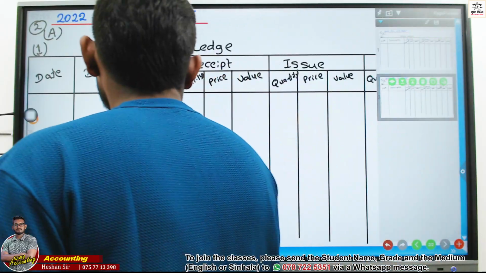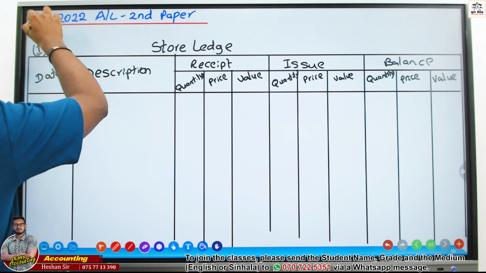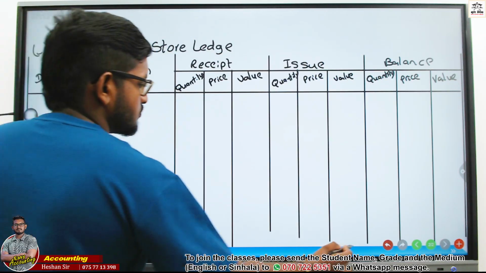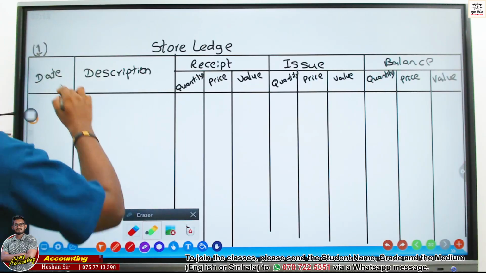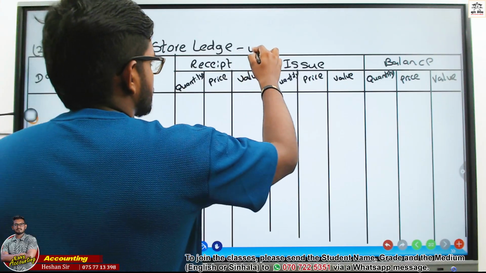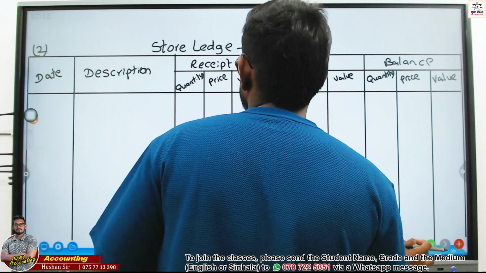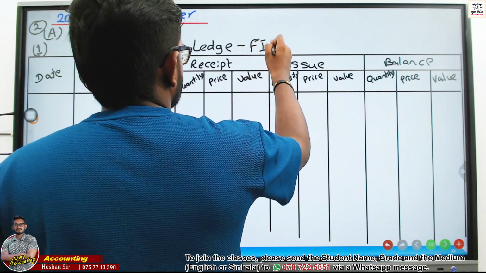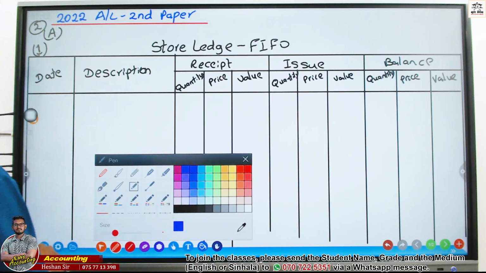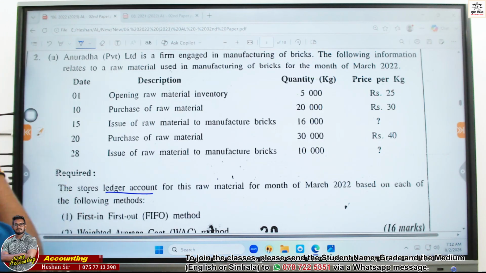In number one, they're asking FIFO. Number two, they're asking what? VAC. Let's see. First one. Opening raw material inventory 5,000 kg at 25, right?